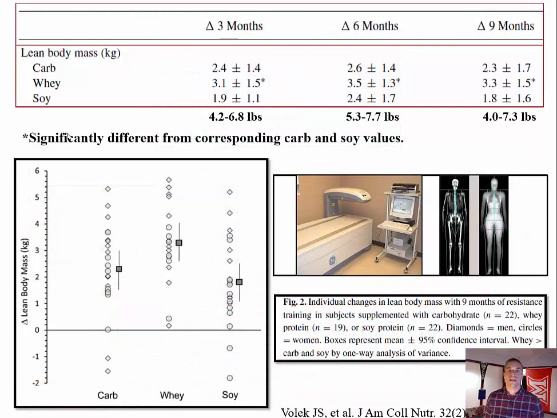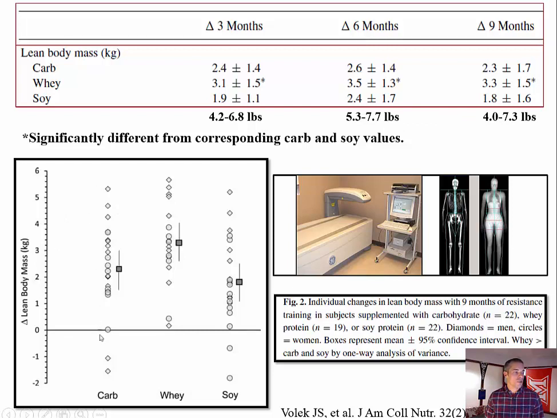We also looked at lean body mass measured via DEXA. And what we found here, again looking at change scores at 3, 6, and 9 months, significant increases in lean body mass compared to baseline at 3, 6, and 9 months. However, we did see significantly greater increases in lean body mass in the whey versus the carb and the soy groups. So this is in kilograms here, and just for your reference, I put the range here of gains in lean body mass in pounds.